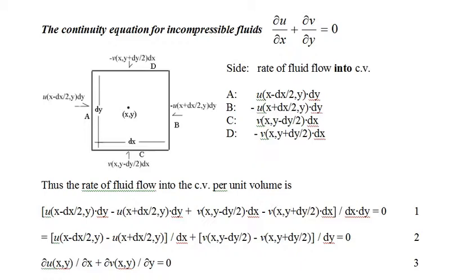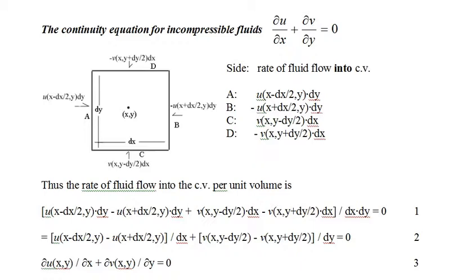On side B, u of x plus dx over 2, comma y is the velocity of fluid flowing out of the control volume. So the rate of fluid flowing into the control volume through side B is minus u of x plus dx over 2, comma y times dy.